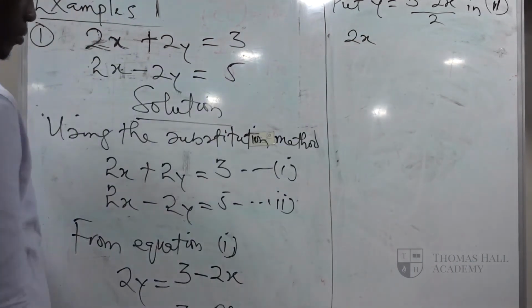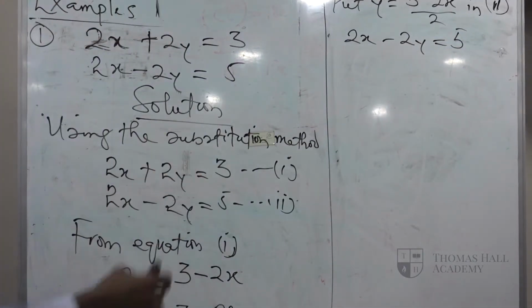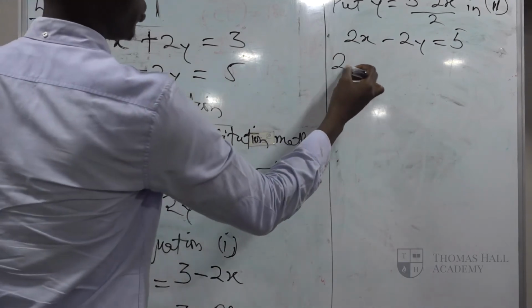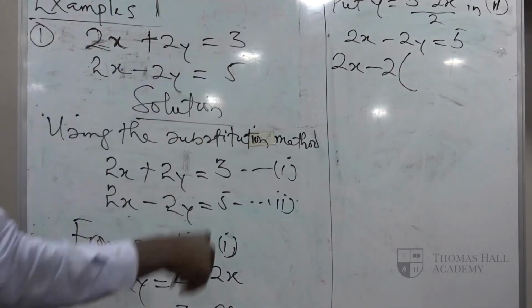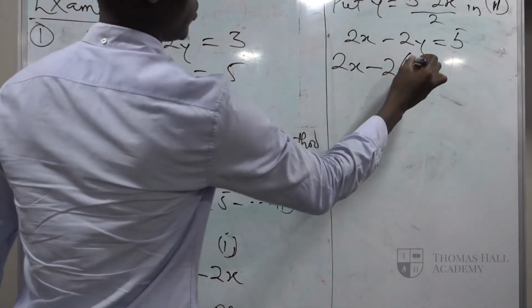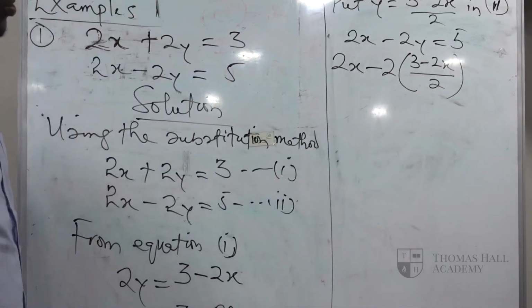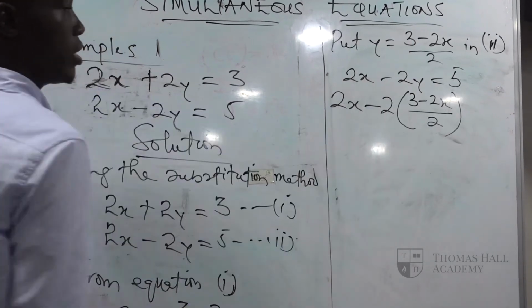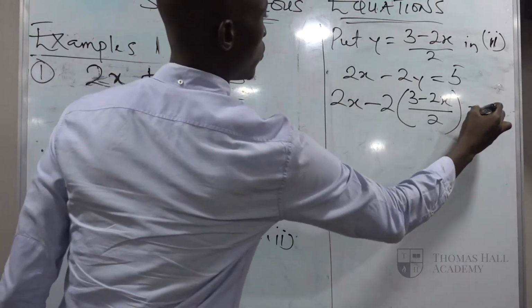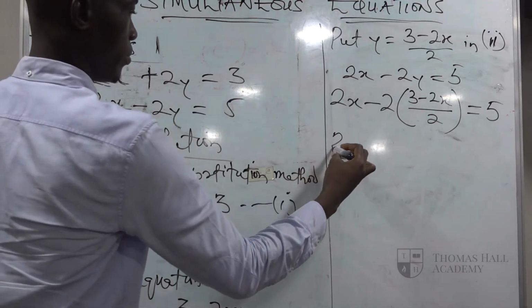2x minus 2y equals 5. But our y is 3 minus 2x all over 2. So let's put in the values. 2x minus 2 times 3 minus 2x all over 2 equals 5. That's what we have. Let's break it down.